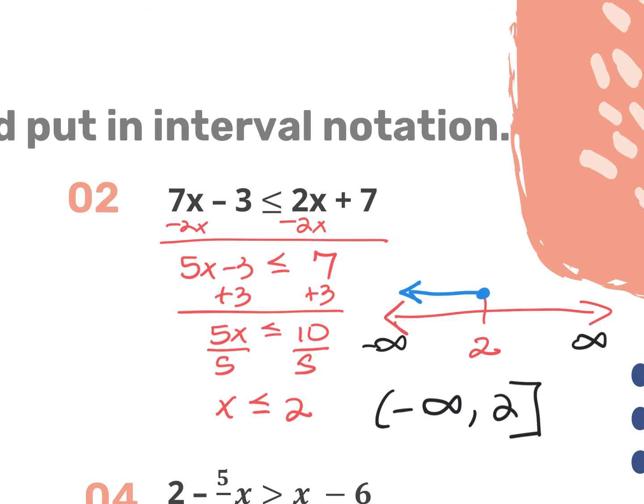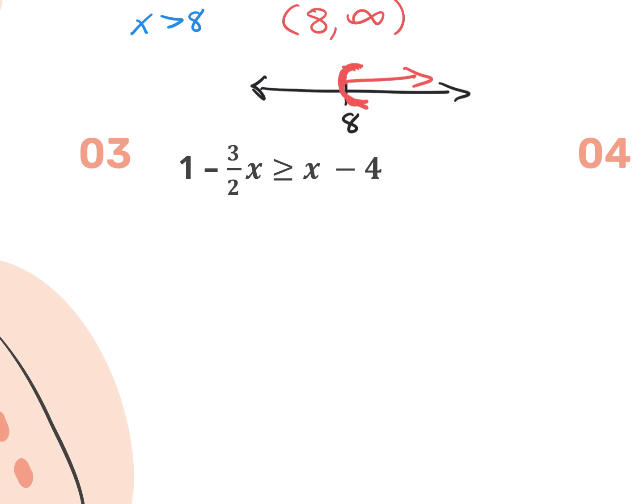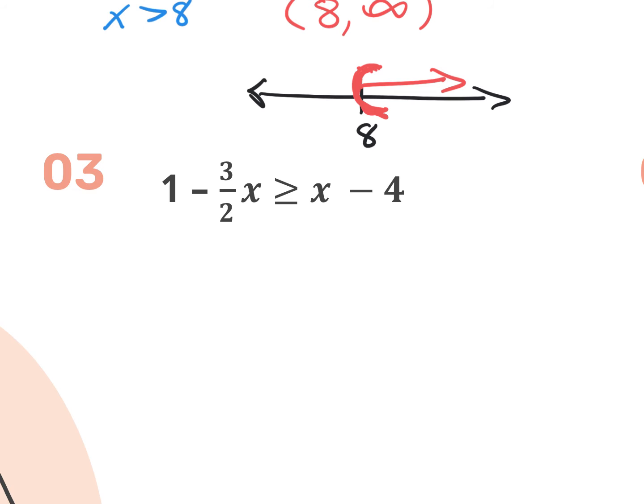Number 3, I'm going to go ahead and clear the fraction so I don't have to deal with this. It's really not that bad. It's just 1.5, but I'm going to clear it. I'm going to multiply everything by 2 to clear the fraction. So this will become 2 minus 3x greater than or equal to 2x minus 8.